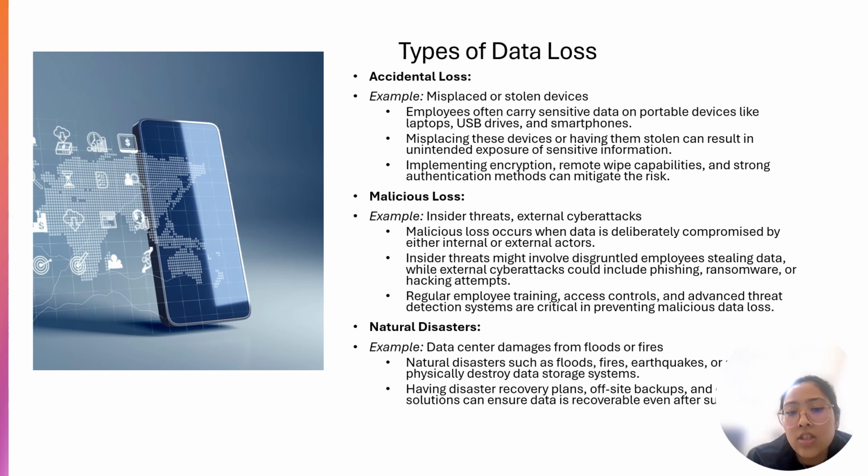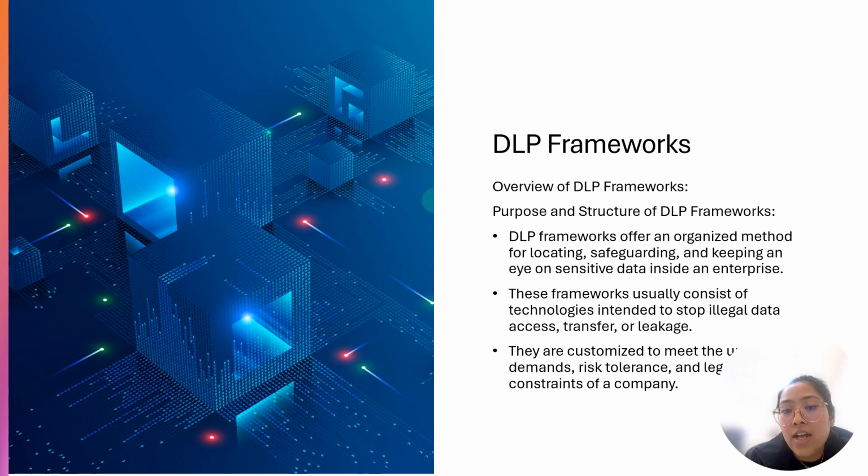The second one is malicious loss. It is an insider threat or an external cyber attack. This could be an insider stealing data or a cyber attack taking the data through threats or something like that. The third one is natural disaster. Natural disasters such as floods or fire can also lead to data loss by physically damaging data centers. This is why organizations need backup systems and disaster recovery plans to get back up after data loss.